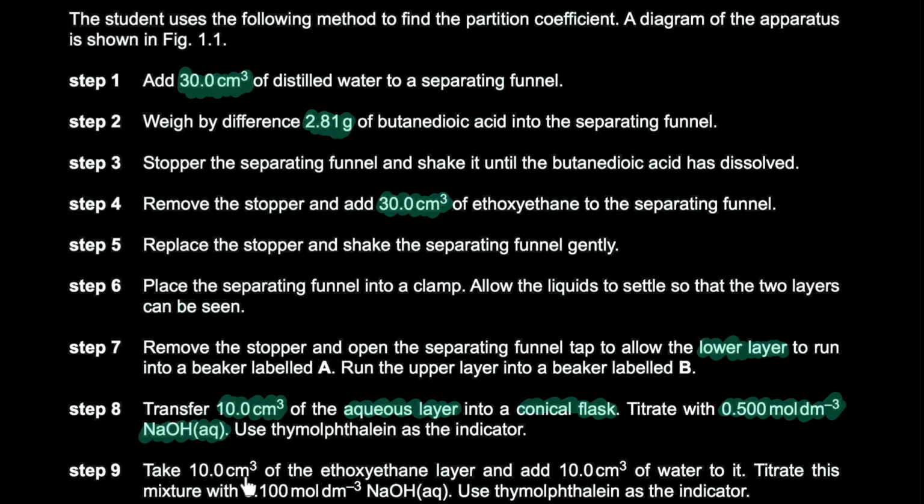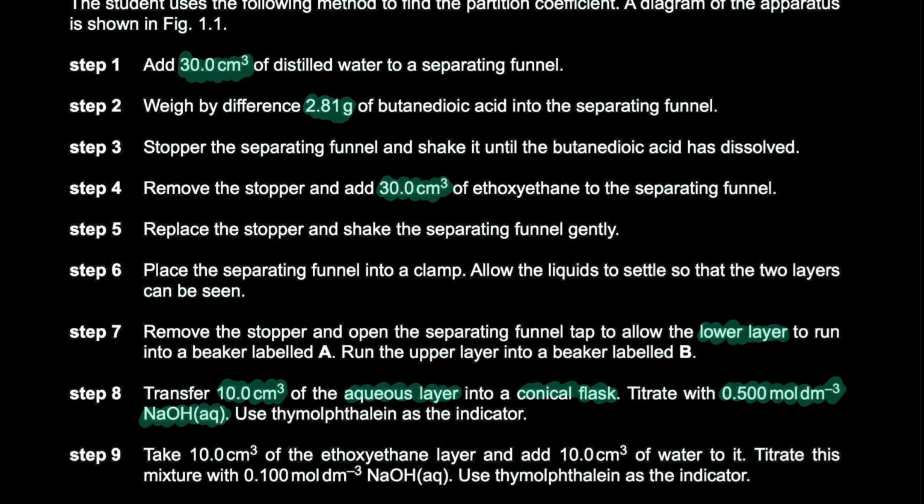Lastly, we take 10 cm³ of the ethoxyethane layer and add 10 cm³ of water to it. We titrate this mixture with 0.1 mol per dm³ aqueous sodium hydroxide. Okay, so now we're using 0.1 mol per dm³ instead of 0.5 mol per dm³ sodium hydroxide. And again, we're using thymolphthalein as an indicator.